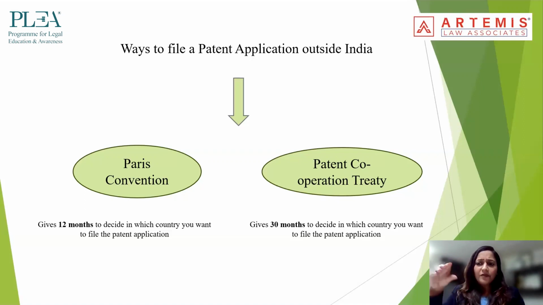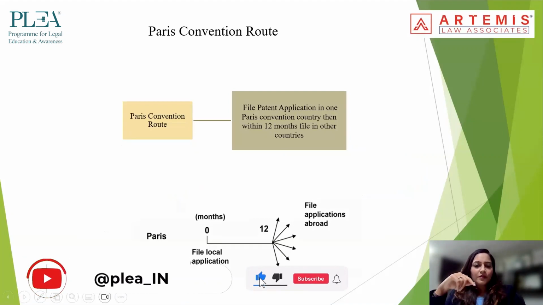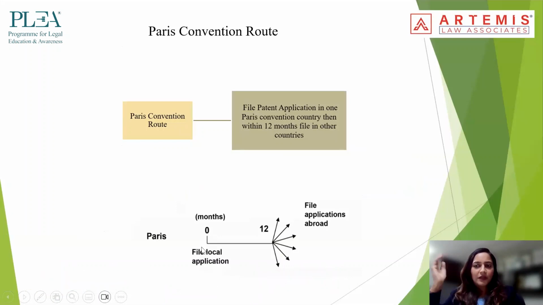And if you're not sure, and if you want to delay the cost of filing in those 5 geographies, then you go for the PCT route, because that will delay it. I'll explain how it is being delayed. So this is the Paris Convention route. As I told you, this is the 0 months, which is the first local filing application. In this case, if we consider it India, within 12 months we can pick and choose the countries of our interest and file the applications abroad.